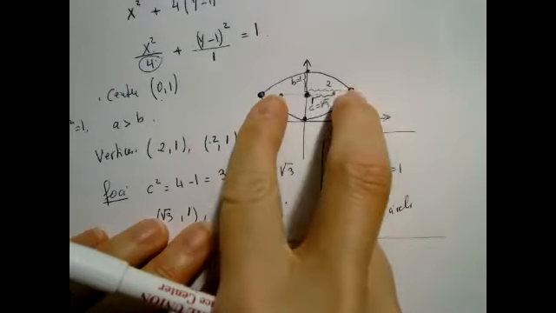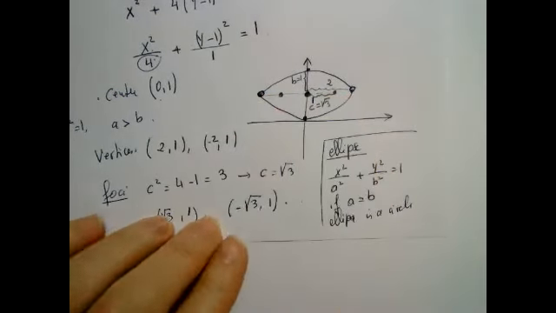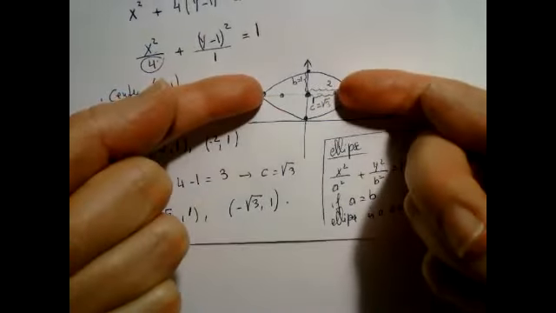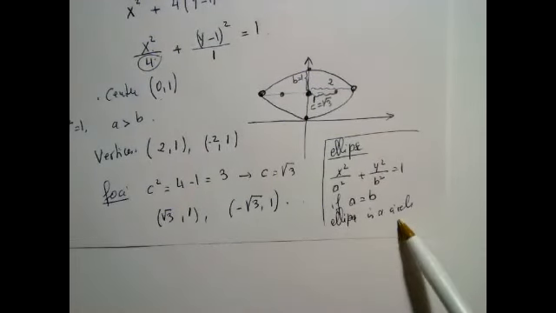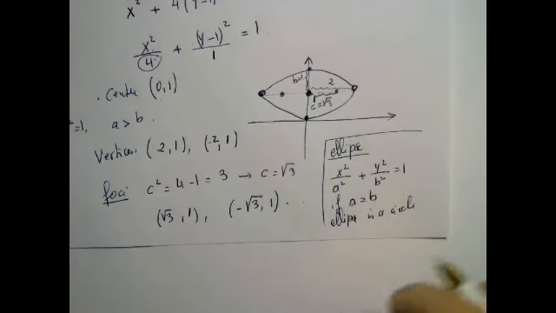And basically, in this case, the foci become the center of the ellipse. So the foci will all collapse to the center. When a is b, then this is a circle. So the ellipse is actually a circle when those two are equal to one another.